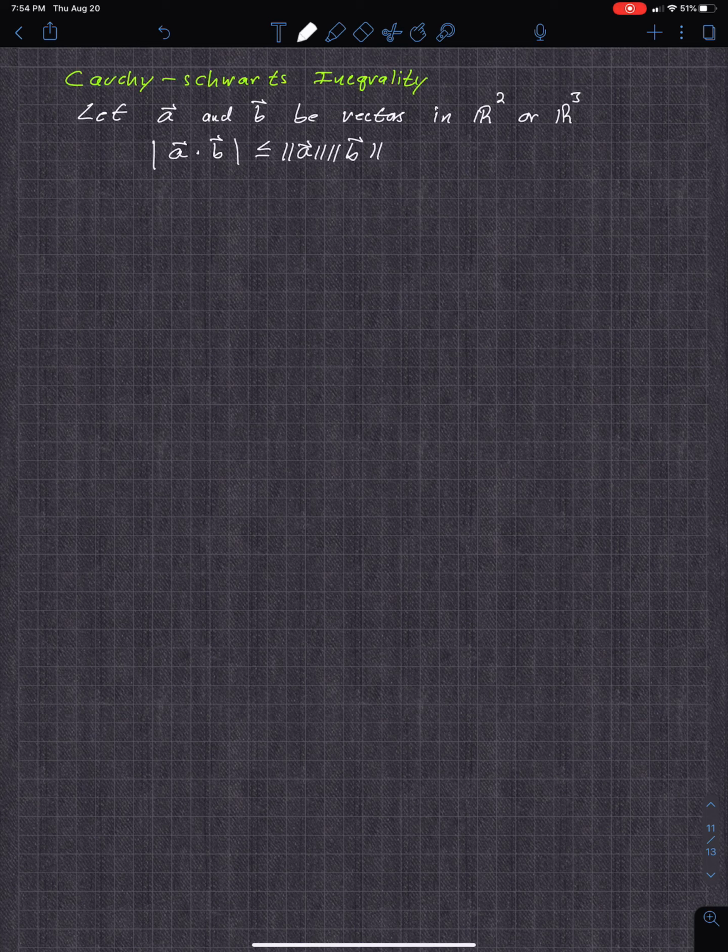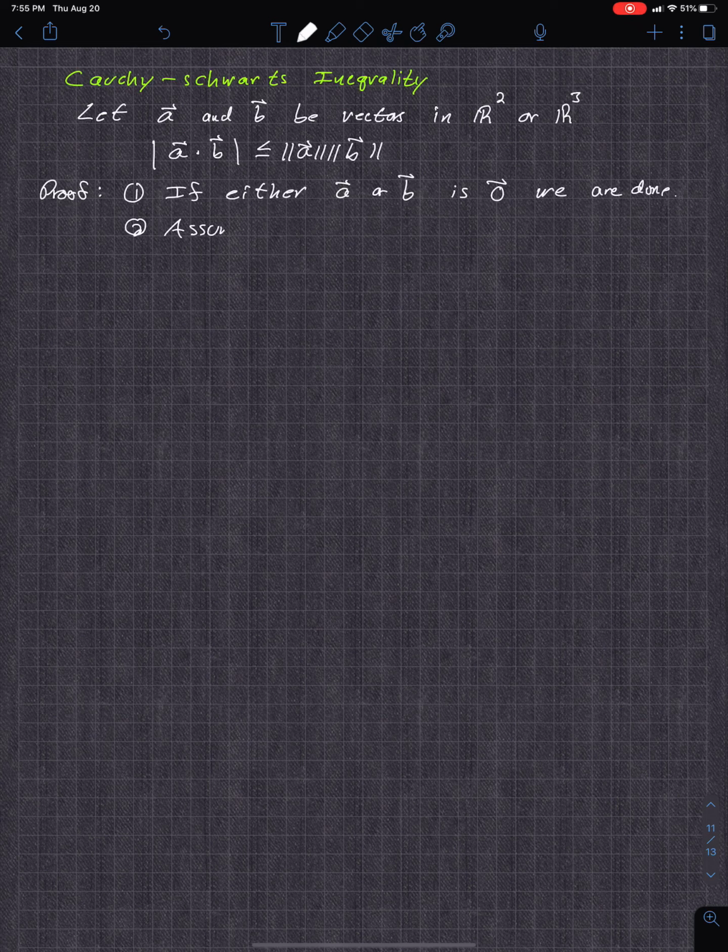All right, so let's look at the proof of that. So case 1, this is the trivial case we call it, if either A or B is the 0 vector, that's it, we're done. Nothing to prove, right? Because you'll get 0 is equal to 0. So that's it. So let's get that case out of the way. And then let's look at the second case.